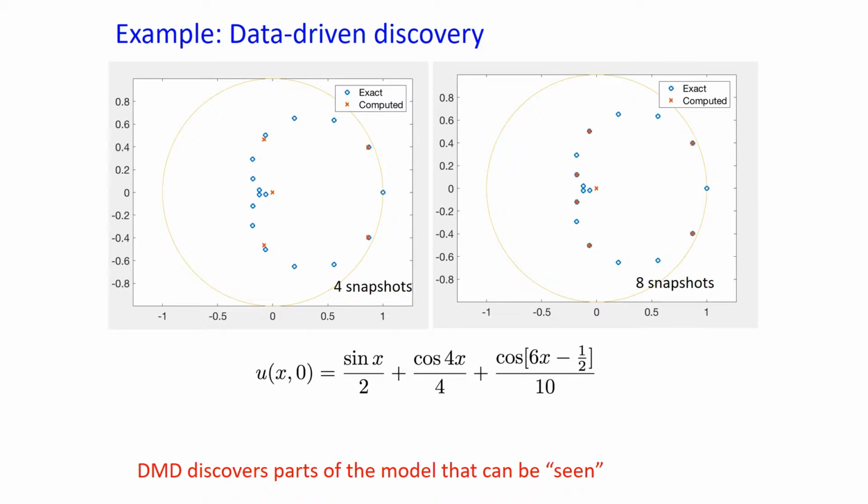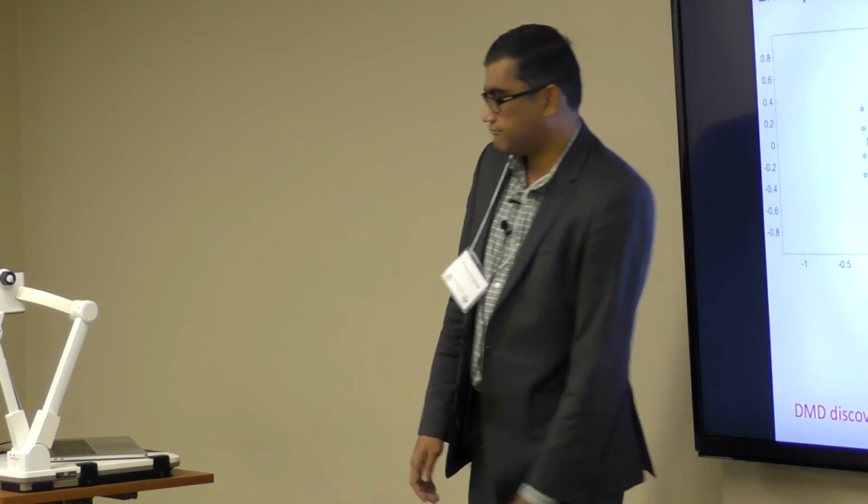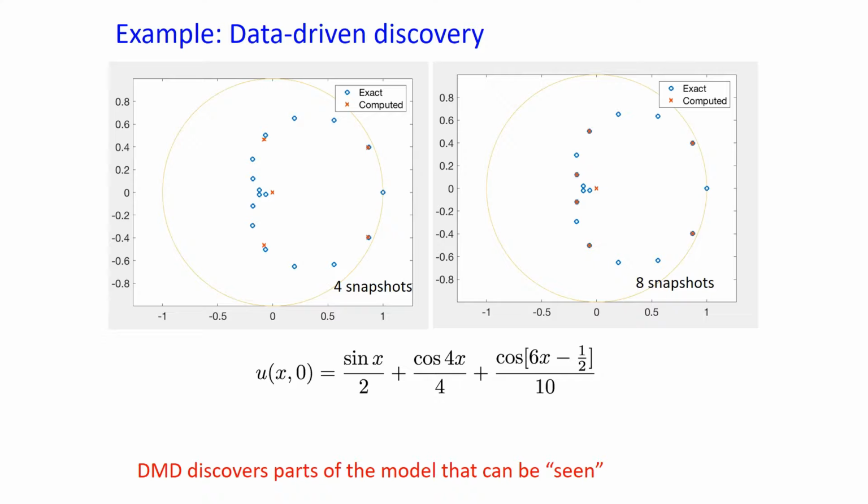But if you observe closely, the initial condition contained sin x, cos 4x, and cos 6x. So the eigenvalues you nailed just correspond to those eigenvalues that were seen by the data-driven process. Anything else, it's not capturing. So if I have an initial condition that contains a cos 8x or a cos 2x, I probably will be doing pretty poorly, right?